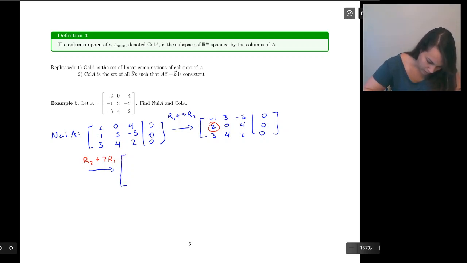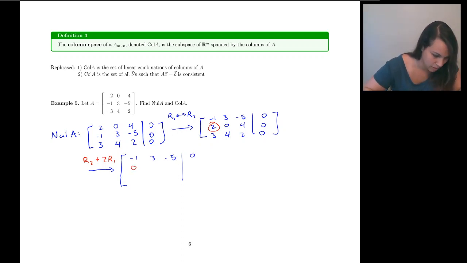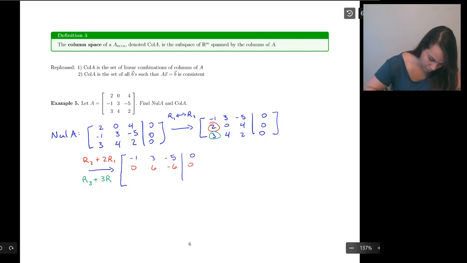Okay, so that's going to be row 1 stays the same. Row 2 changes, and we get this. And then I'm also going to get rid of the 3 at the same time. So R3 plus 3R1, and we get 0, 13, 13.